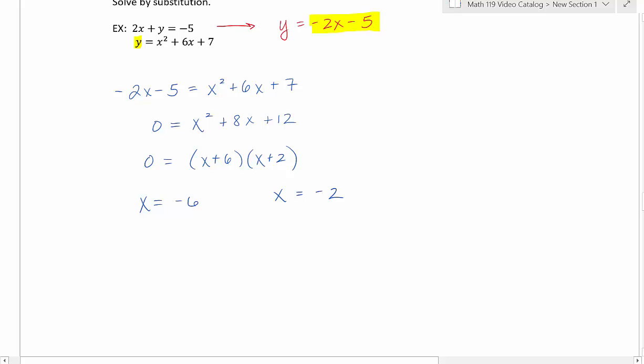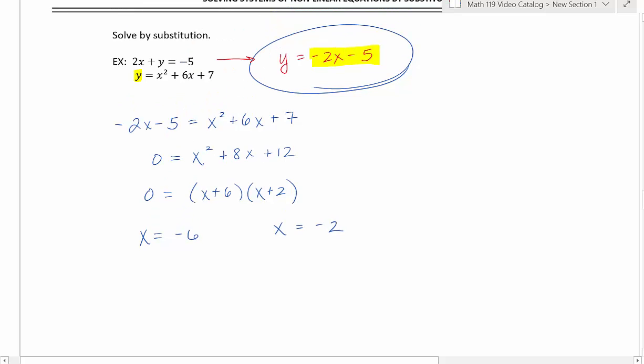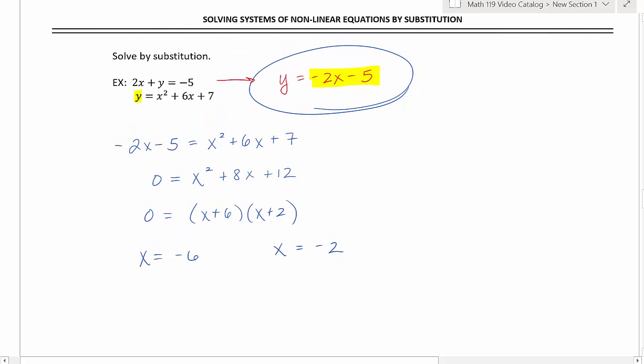I'm going to take each one of these solutions individually and plug it into one of our original equations for y. Personally, I would actually plug it into this modified version of our first equation because it's just going to spit out the answer for y.